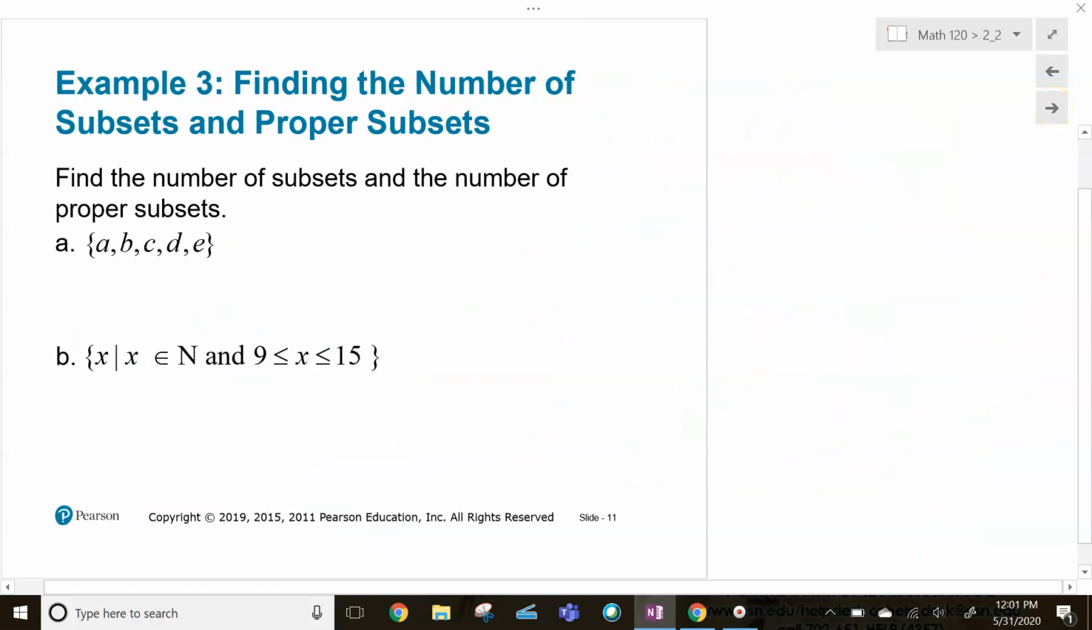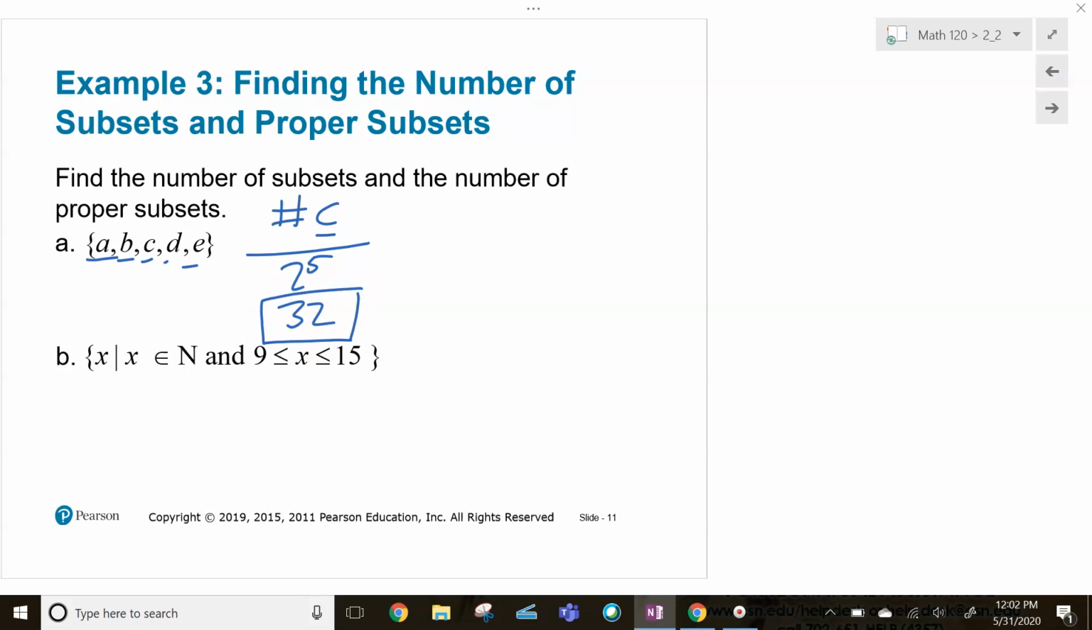So let's find the number of subsets and the number of proper subsets. The number of subsets here would be 1, 2, 3, 4, 5. There's 5 elements. So 2 to the 5th, 2 times 2 times 2 times 2 times 2. Looks like we have 32. There's 32 subsets. How about the number of proper subsets? That'd just be 2 to the 5th minus 1. So 32 minus 1, so we got 31. Okay. How about this one?